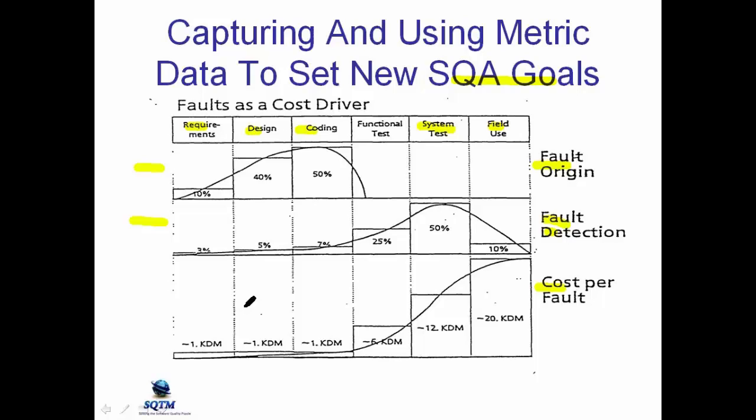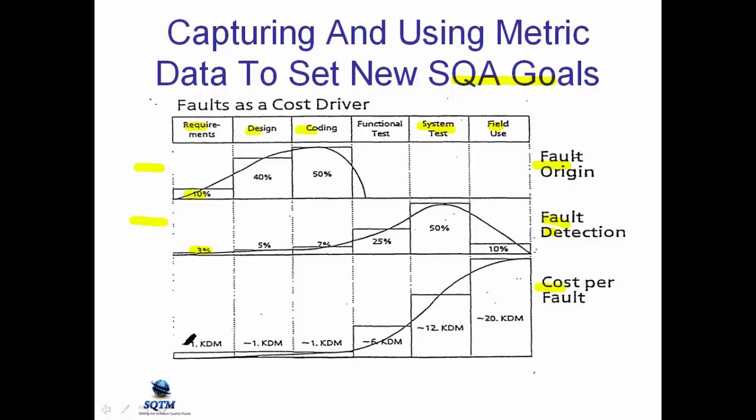And every time you went to a conference, people would talk about Siemens. So let's take a look at Siemens data. Siemens data said that 10% of all the faults were put in the requirements phase. Yet when they left the requirements phase, they only found 3%. So now we're left with having some requirements faults when we go into the design phase.